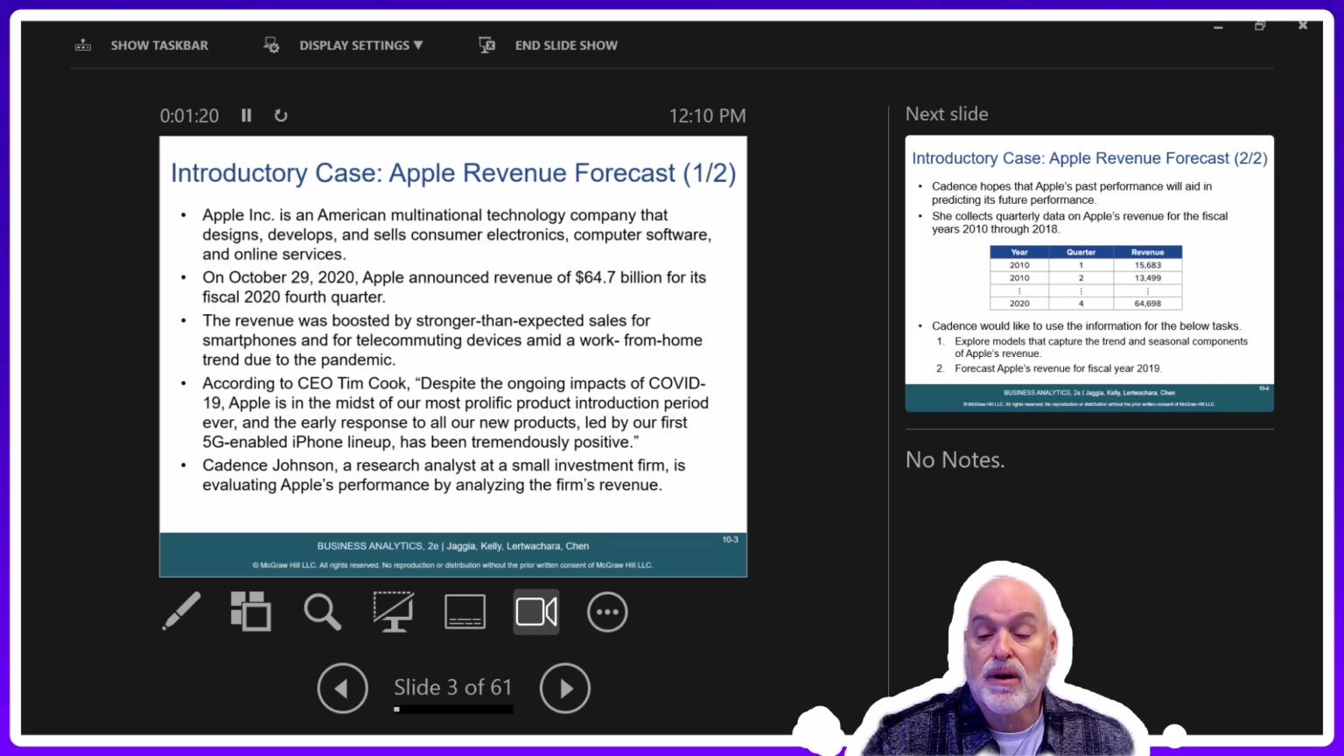According to CEO Tim Cook, despite the ongoing impacts of COVID-19, Apple is in the midst of "our most prolific product introduction period ever, and the early response to all of our new products, led by our first 5G-enabled iPhone lineup, has been tremendously positive."